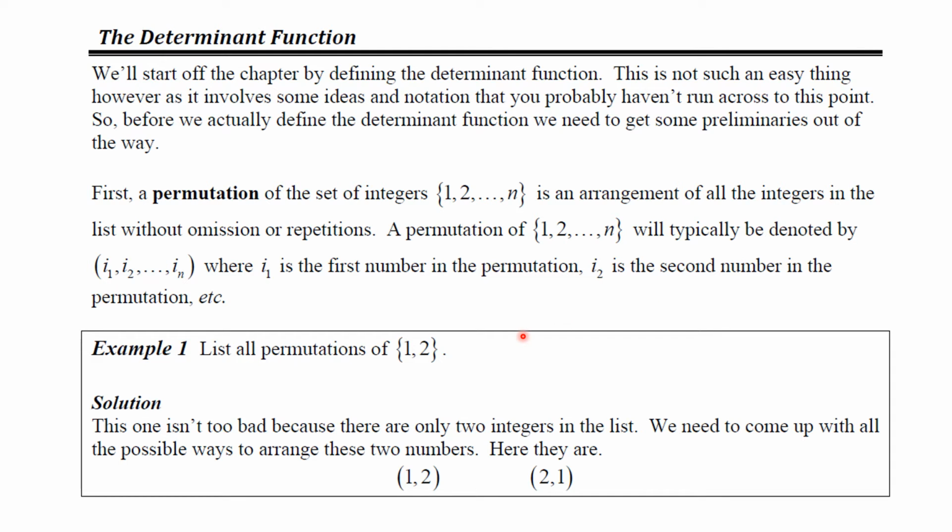So, example 1, let's list all permutations of 1 and 2. Well, if you have the set 1 and 2, either you can have 1 come first, followed by 2, or 2 come first, followed by 1. That's not too bad, is it?